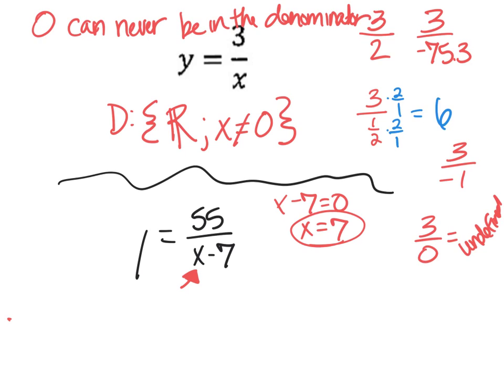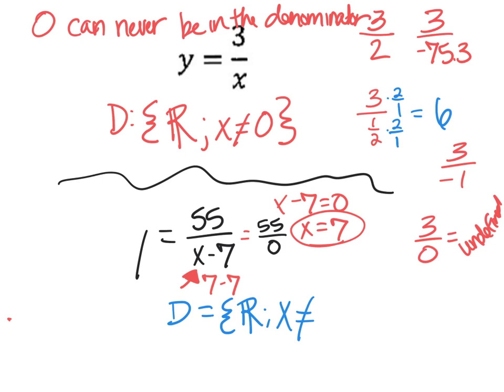7, bad news. Because if I plugged in a 7, I would get 55 over 0. Oh, can't do it. So, your answer is going to be, the domain can be any number, but what can't it be? Because then I'd have a 0. 7. X equal sign slash through it. X cannot equal 7. Any number I can think of, but it can't be 7. Because 7 minus 7 is 0.